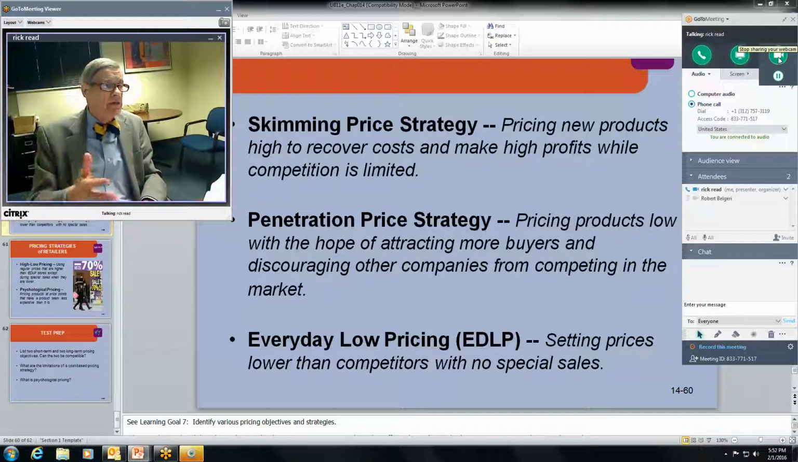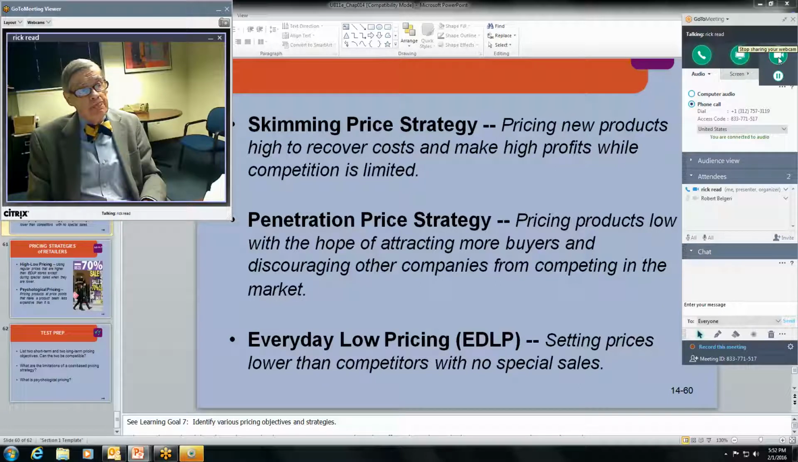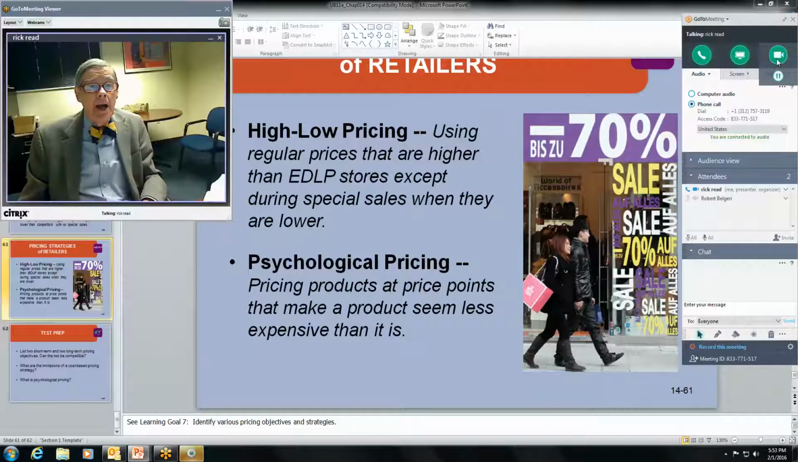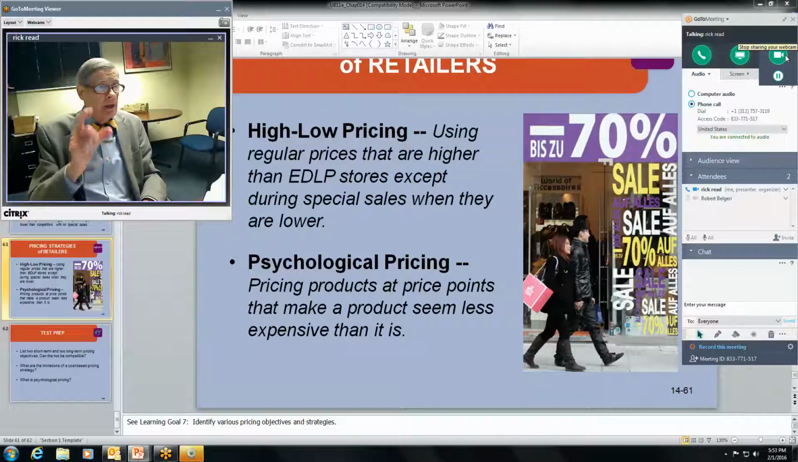Everyday low prices, we know that there are some businesses like Walmart that say they have everyday low prices. Notice that they do that and then there are no special sales. Then you have other pricing strategies of retailers, high-low. Notice here regular prices that are higher than everyday low prices, except during special sales when they're lower. And then psychological pricing is just something that's designed to get customers to come in.